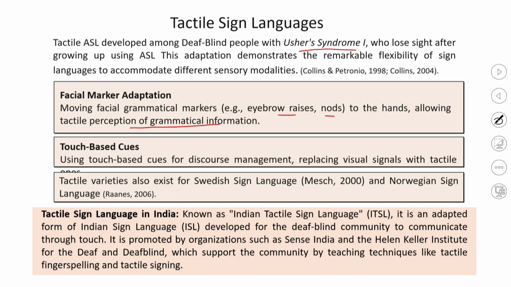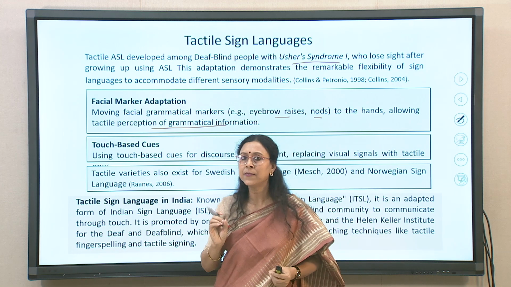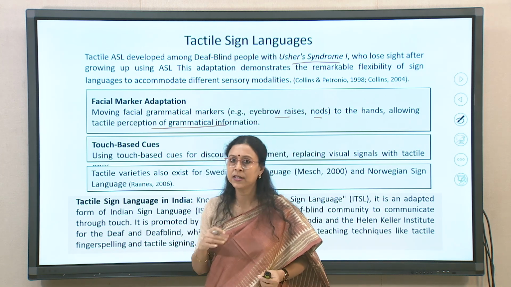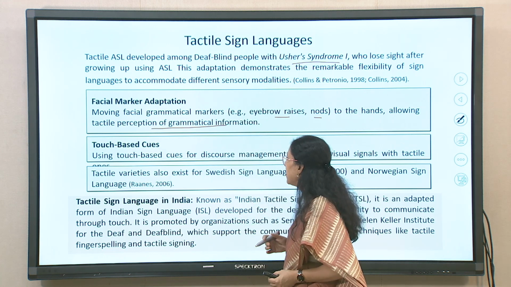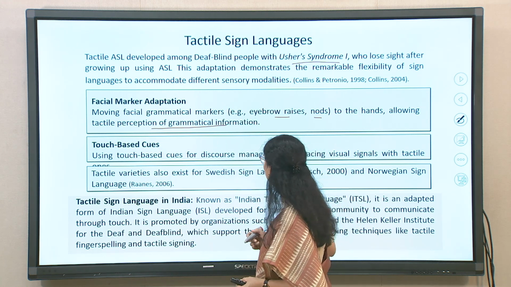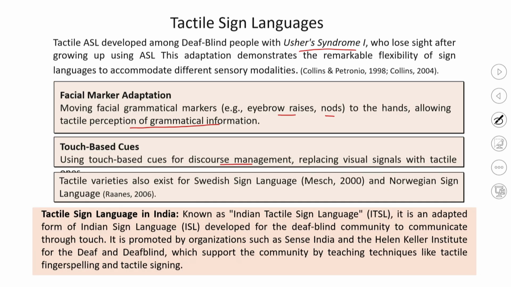So, as a result, some special markers were created. Eyebrow raises, nods, which you can touch and feel, touch and understand. So, that is why this was created. Touch based cues are used for discourse management, for example, replacing visual signs. Tactile varieties also exist for Swedish sign language and Norwegian sign language. So, many of the sign languages also have a tactile version, that is the idea.